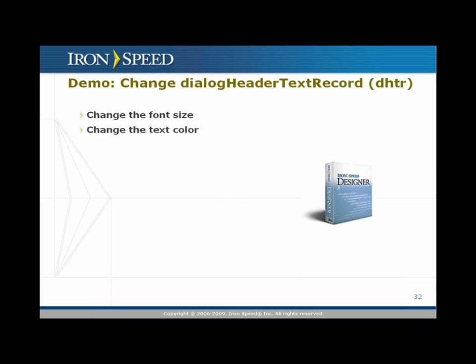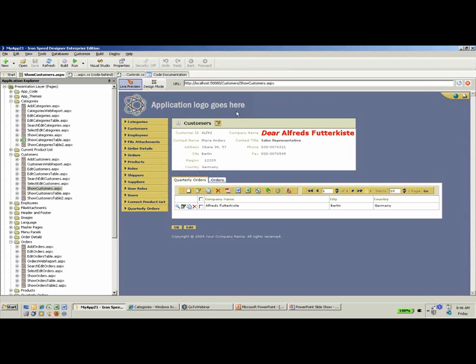I'm going to modify the dialog header text record. It's kind of a chewy name, or DHTR for short. The DHTR controls the header in a panel. So, for example, the customer's text, this font and all of those properties are governed by DHTR.